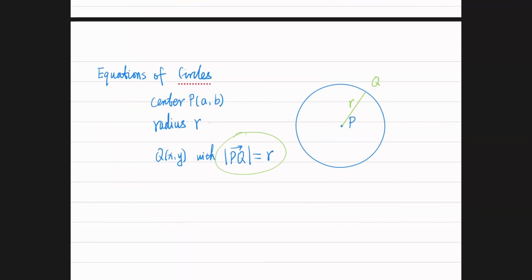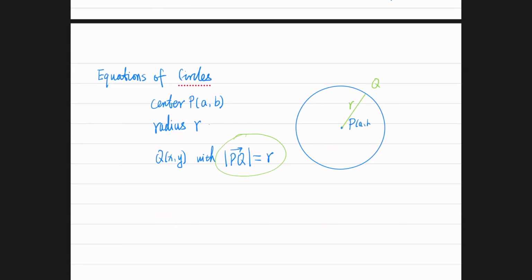Okay, so P has coordinates A, B. Q has coordinates X, Y.